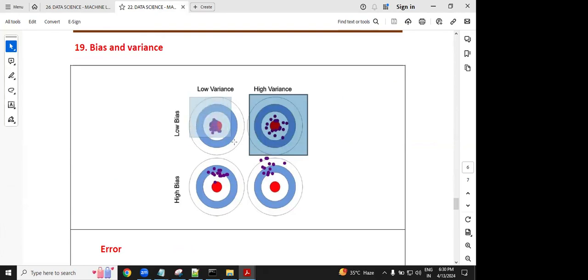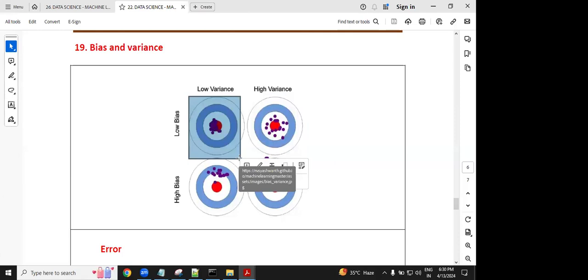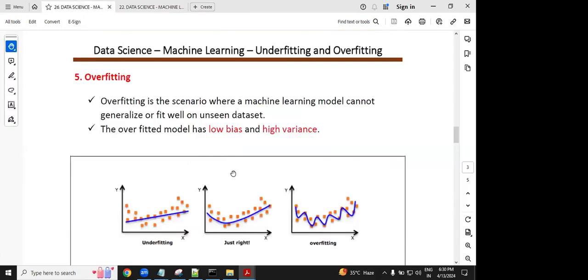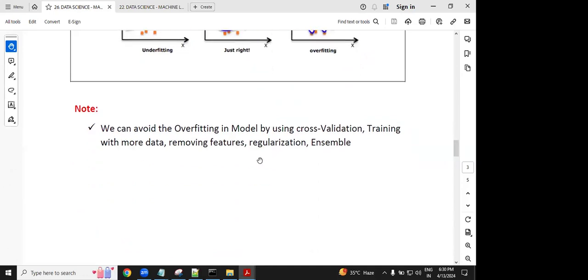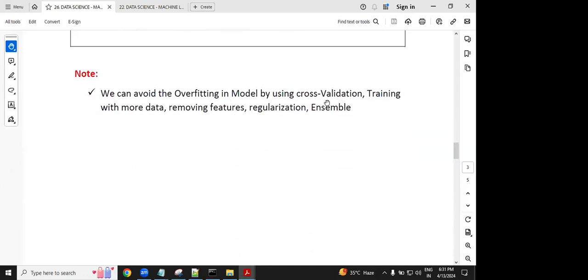This is called a good fitted model. This is called an overfitting model. Walk through the diagram. We can avoid an overfitting model by using what exactly?